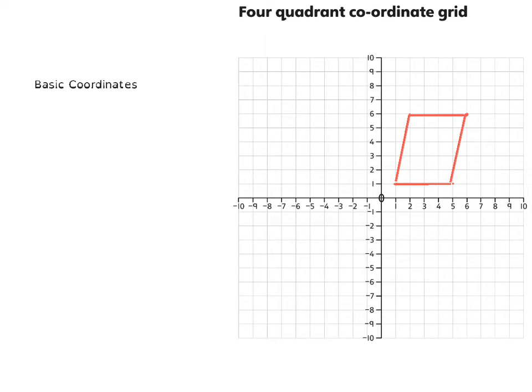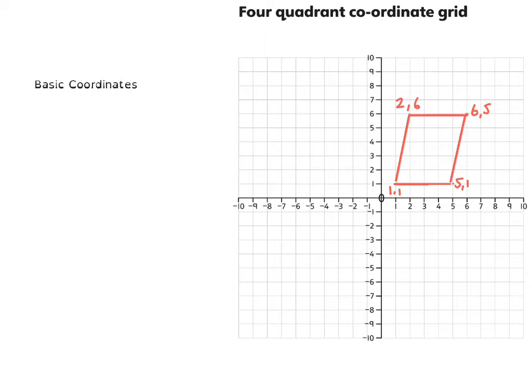coordinates. Co means together, and ordinates means something to do with position. So let's look at the coordinates of the corners, which I like to call vertices, of this shape. The coordinate of this vertex is 6, 5, and this one is 5, 1, and this one is 1, 1, and this one up here is 2, 6. I said 2, 6, yes.